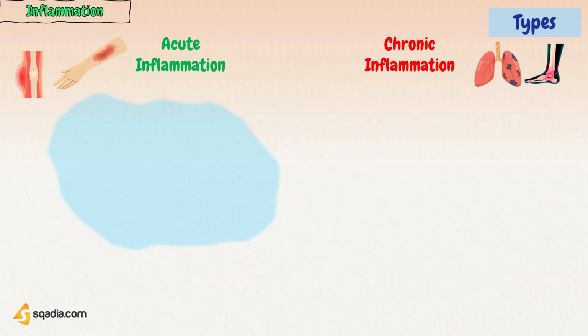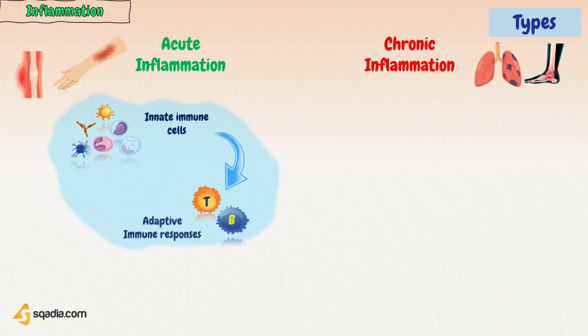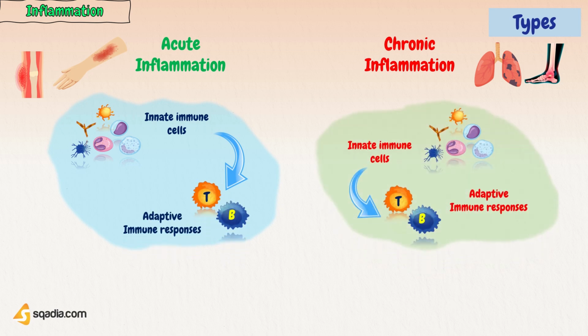With respect to the immune response, another difference is that during acute inflammation, innate immune cells form the first line of immune defense and regulate activation of adaptive immune responses. By contrast, during chronic inflammation, these roles can be reversed. Adaptive immune responses can cause ongoing and excessive activation of innate immune cells.